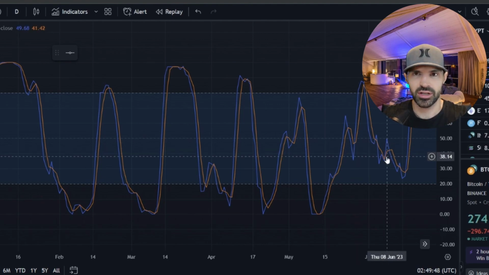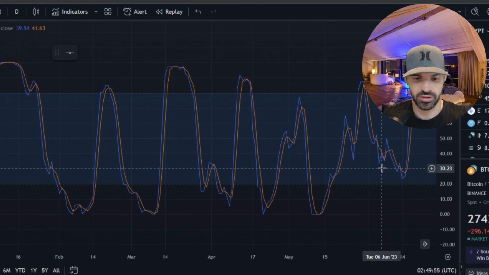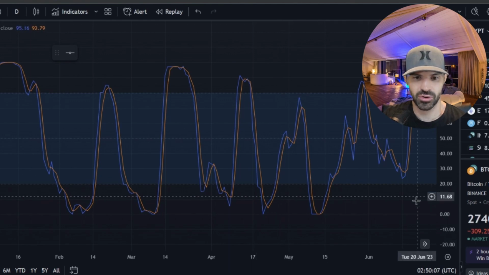Now, the orange line is a lot slower moving. It trails behind the blue line. So I know this might seem so complicated. I wouldn't get too bogged down on the technicalities of how they're created. I will just go over and explain how the indicator works, and it'll make more sense to you.